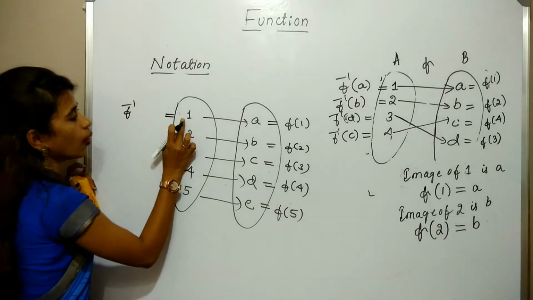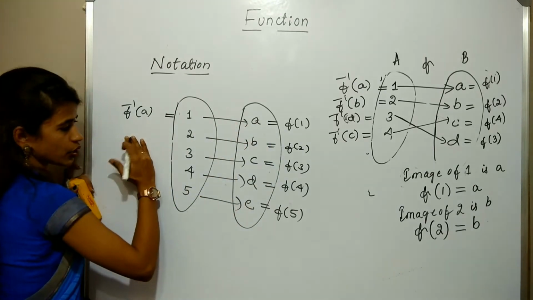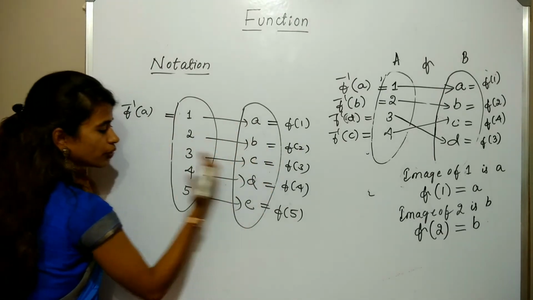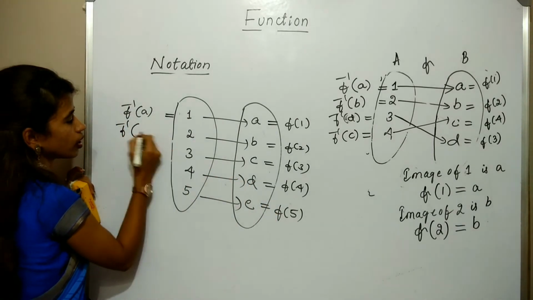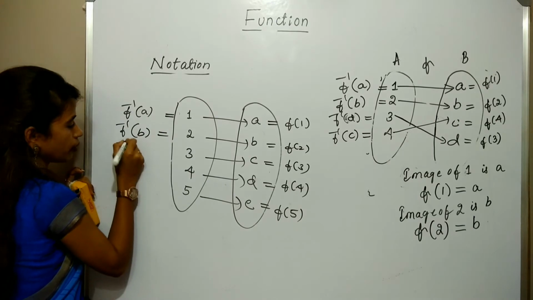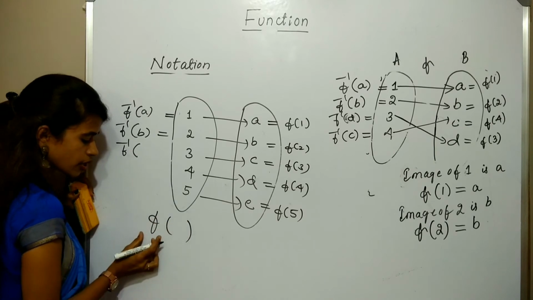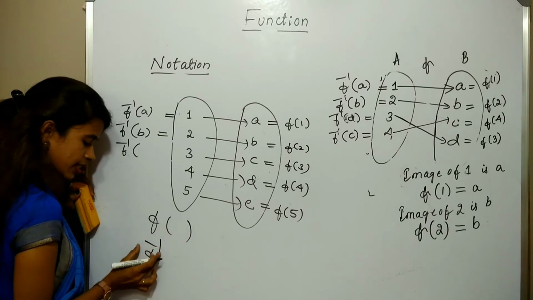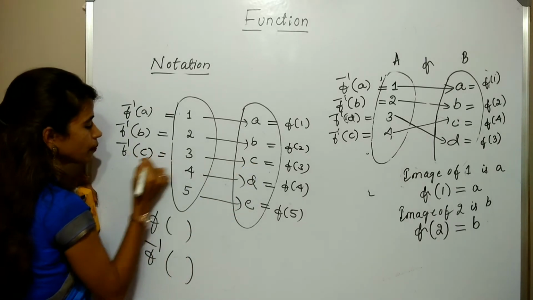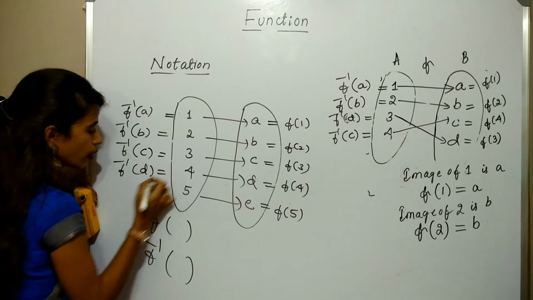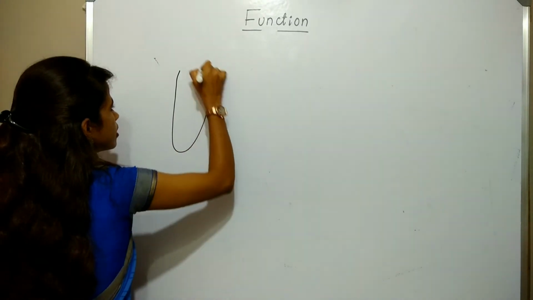Now, taking preimage. Preimage of A is 1. Preimage of B is 2. Preimage of C is 3. Preimage of D is 4. Preimage of E is 5. This refers to preimage notation. f of refers to image. f inverse of refers to preimage. Okay. So f inverse of C is 3, f inverse of D is 4, and f inverse of E is 5. So I am taking here, say, 4 examples.